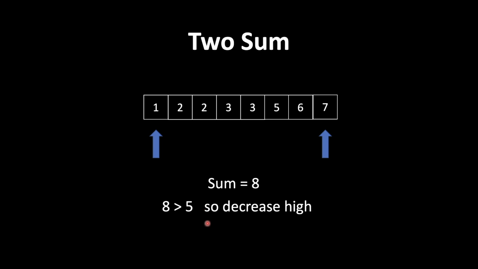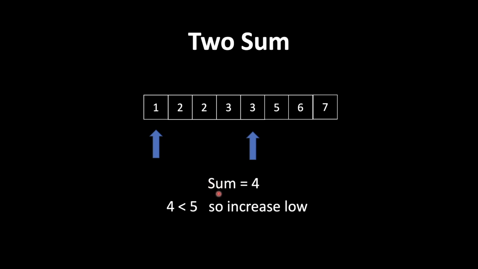So how will we reduce this sum? We will decrease high. So we will move it from here to here. Our sum is 1 plus 6, that is 7, and 7 is greater than the target which is 5. So we will again decrease the high. Our sum is 1 plus 5, that is 6, and 6 is also greater than 5. So we will again decrease the high.